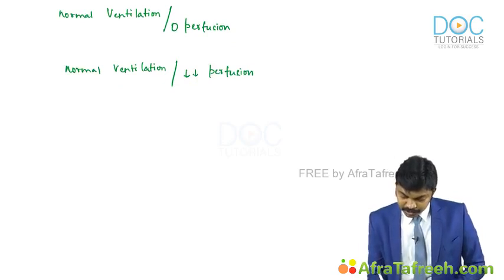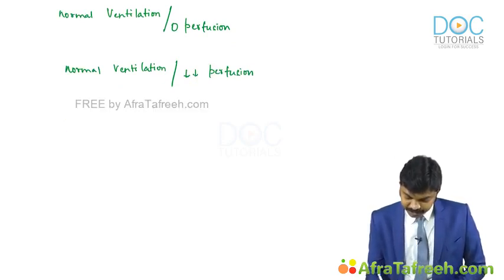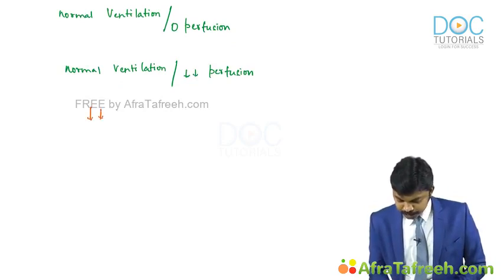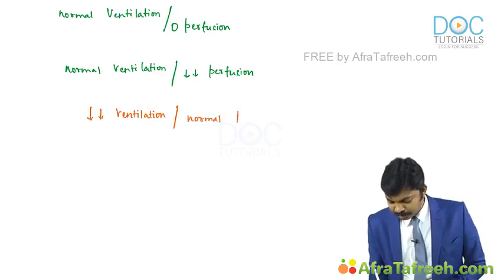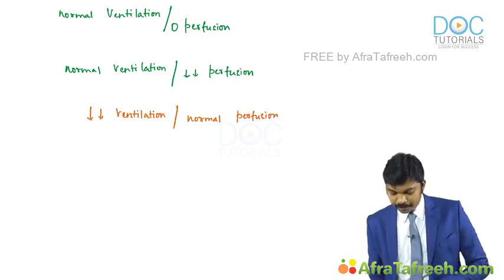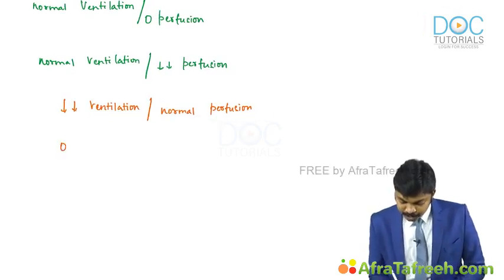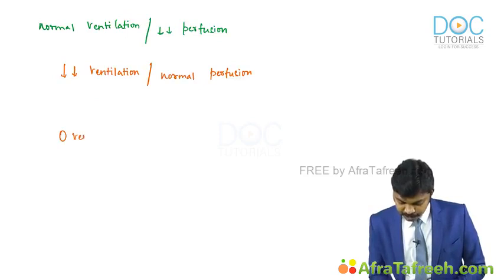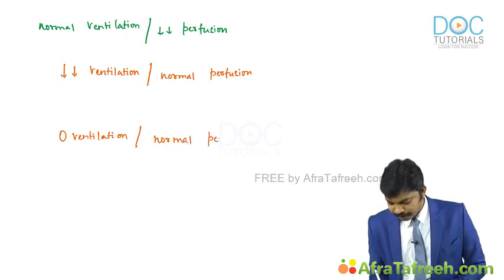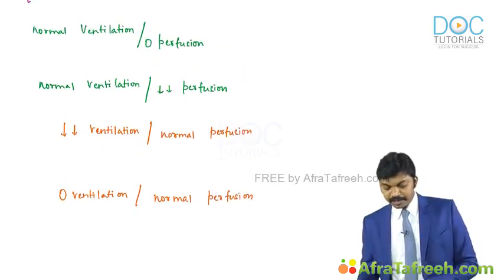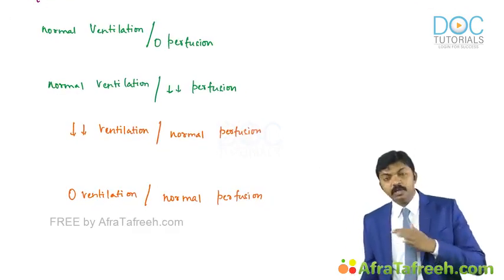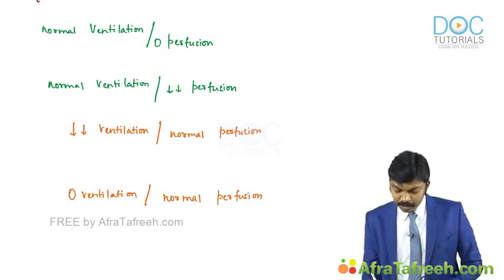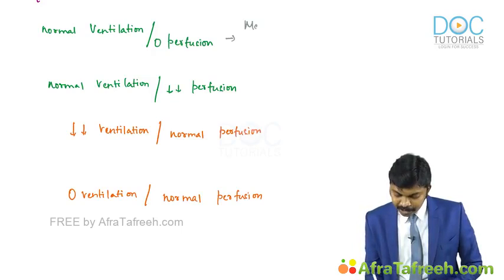And the third condition is reduced ventilation. Here ventilation is reduced, but we have normal perfusion. Blood supply to lungs is normal. On the other hand, there is going to be zero ventilation, absolutely zero ventilation, no ventilation, normal perfusion. So, V by Q mismatch spans across a wide spectrum of disorders, doctors. Now, when can we expect a normal ventilation but zero perfusion? This happens with massive pulmonary embolism.